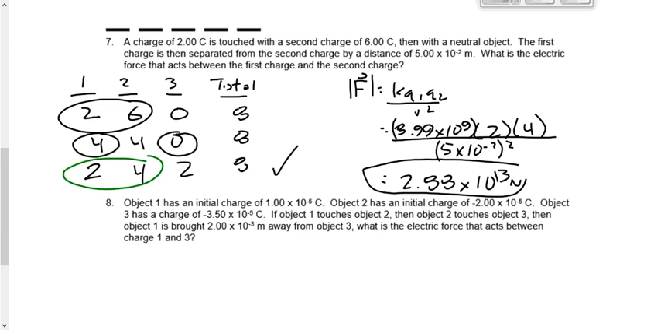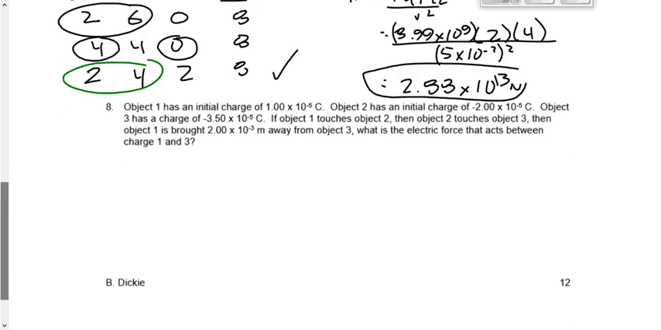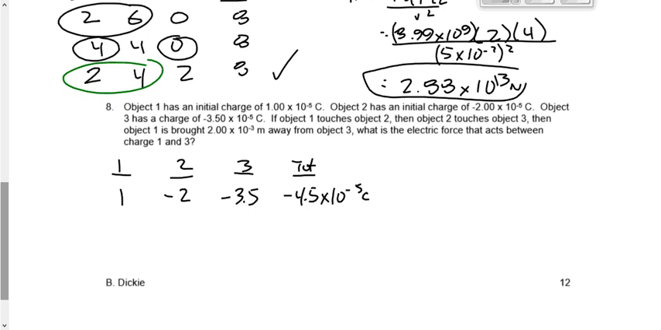Question number 8 is similar to this, except we've got exponents here. Charge 1, charge 2, charge 3, and the total. 1 is 1 times 10 to the negative 5, negative 2 times 10 to the negative 5, negative 3.5 times 10 to the negative 5. We add those up, and we get negative 4.5 times 10 to the negative 5. Okay, is that good?